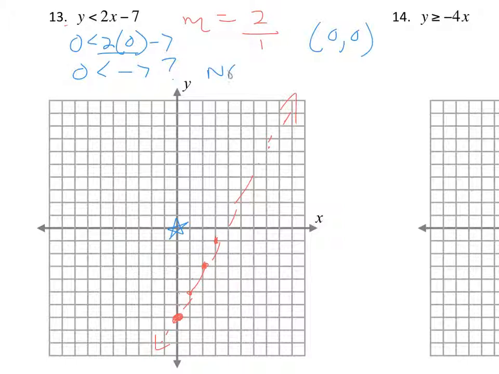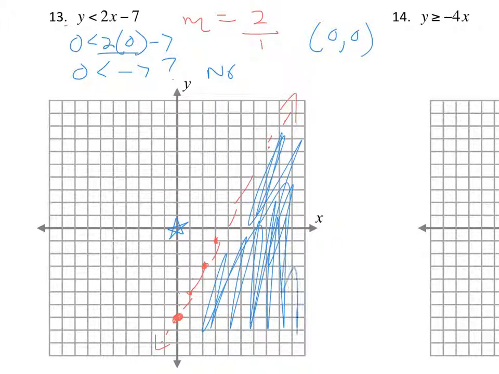No, it's not. So since it's a no, I'm going to shade on the other side of the line. Which makes sense if you remember from last page: in slope-intercept form, when it's a less than sign, I'm going to shade below the line.